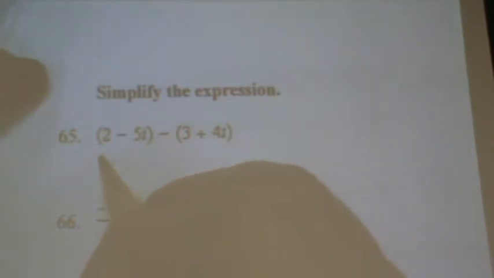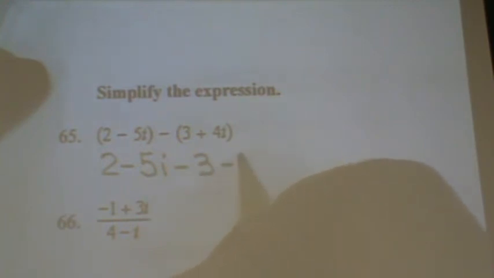Okay, how about number 65? You've got 2 complex numbers and they're asking you to subtract them. What should you do? No foiling, you're not multiplying. A lot of people foil on this, I don't know why. It's saying subtract. So what do you get? Negative 1 minus 9i.